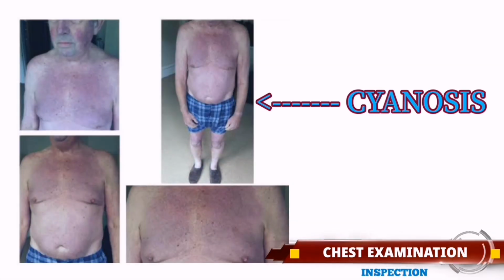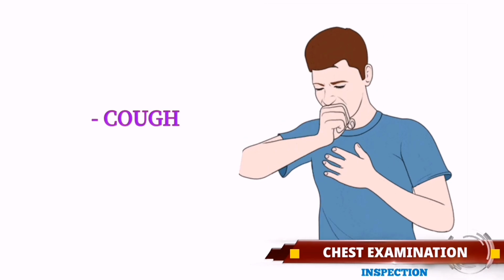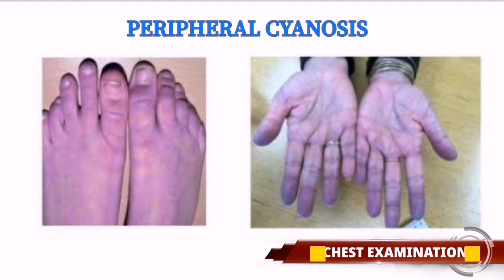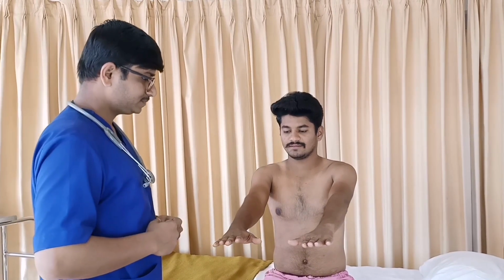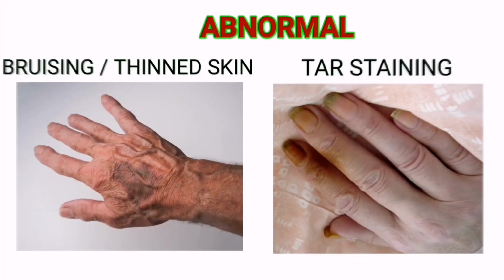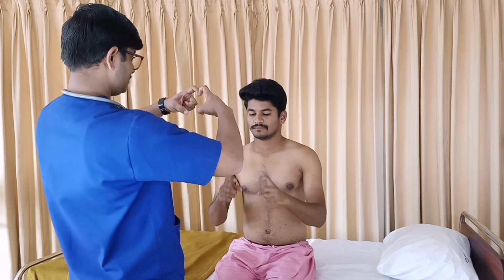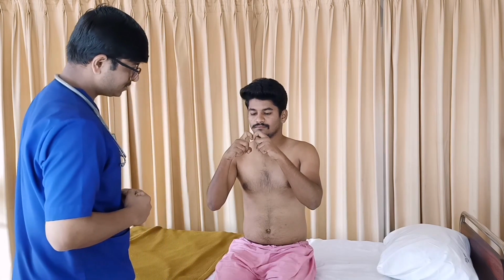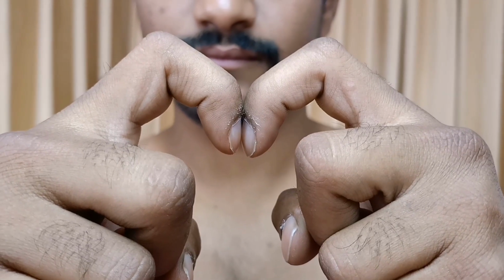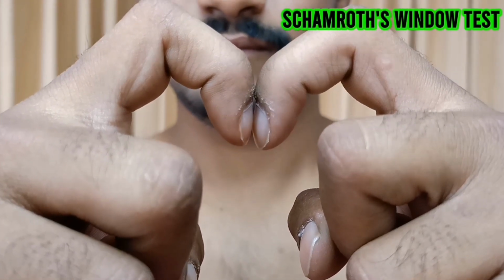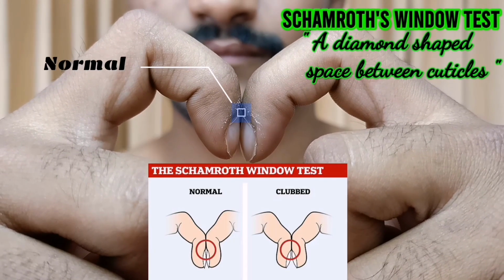Inspect the chest for cyanosis, shortness of breath and cough, and also assess for peripheral cyanosis by looking at the patient's hands. Mr. Ajay, could you show your fingers for me like this? Here we can see for bruising or thin skin or tar staining. Could you please bring your fingernails together for me like this? Here we are assessing for clubbing of the finger and also check for Schamroth's window test, that is a diamond shaped space between cuticles.